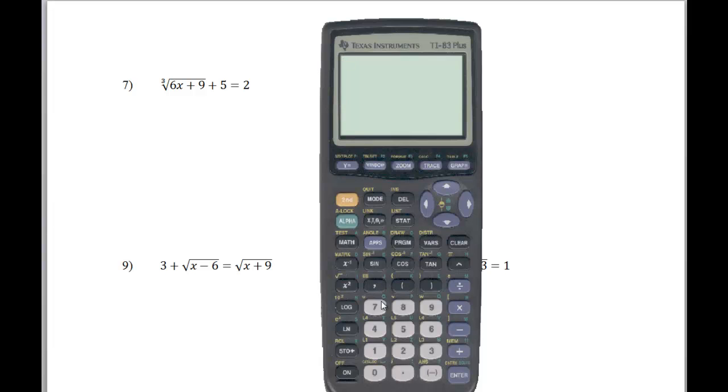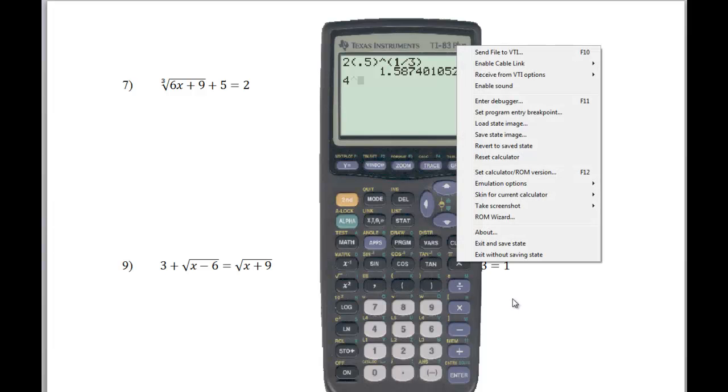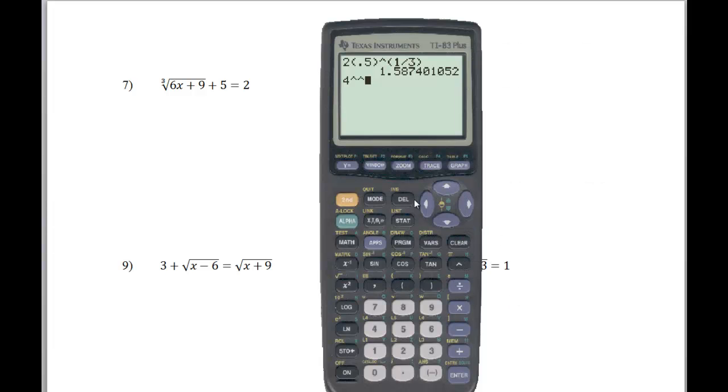Now again, my x is equal to 1/2, so I'm testing if 2 times 0.5 raised to the 1/3 power is the same thing as 4 raised to the 1/3 power. Whoops, let me delete that. And it is. So that saves us a lot of manipulation.